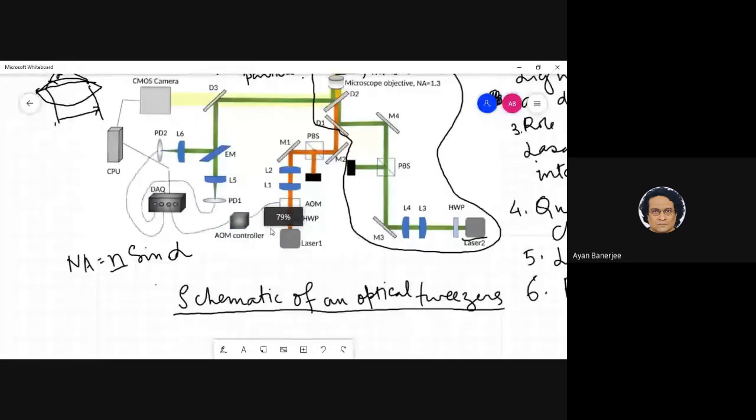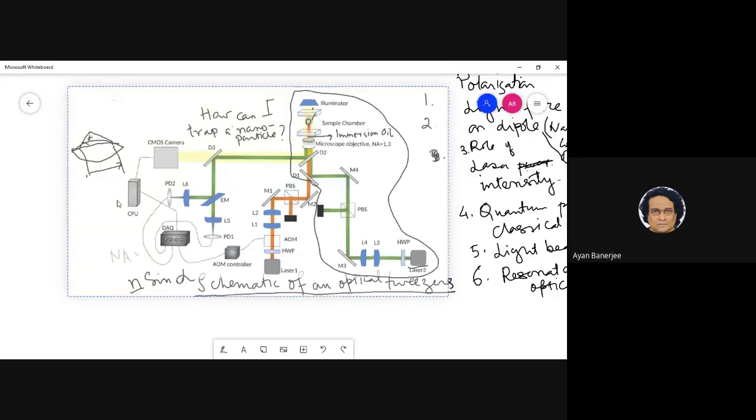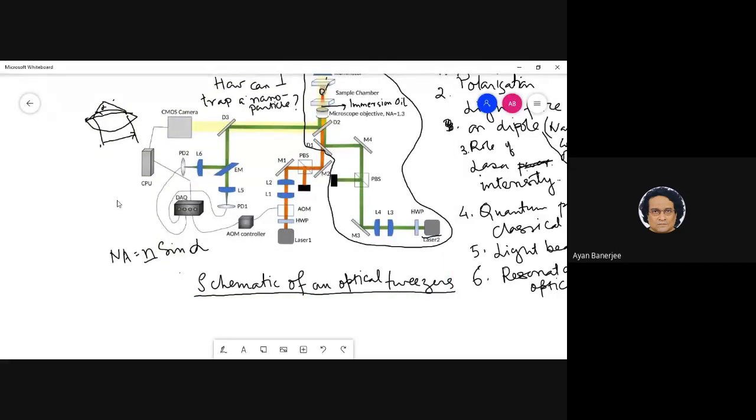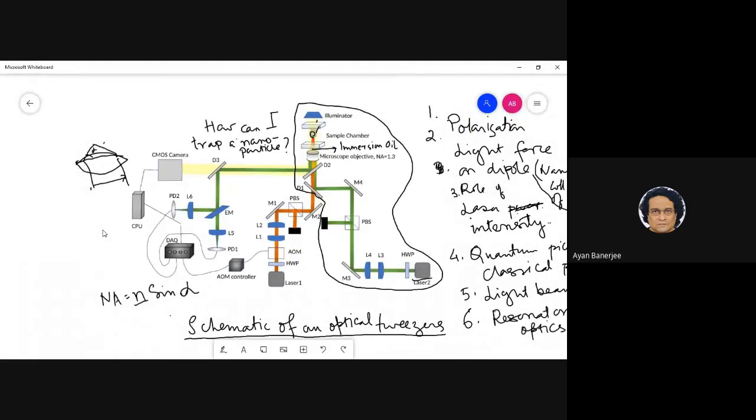This is the big picture of what we are trying to do here, in the sense that this is the setup that is required. This is the setup for trapping microparticle and nanoparticle immersed in a fluid using light. And what we have is some kind of light that is used for trapping, and we direct it.